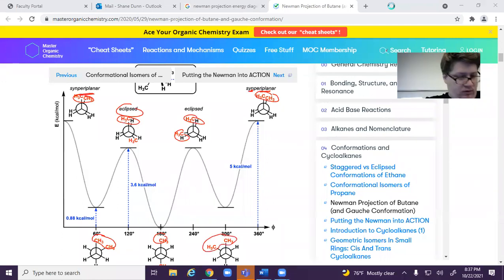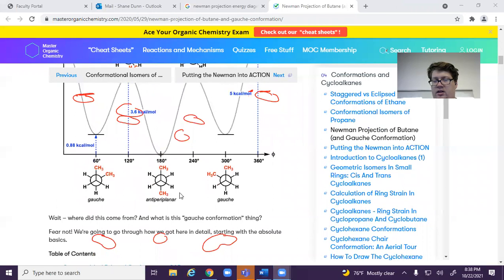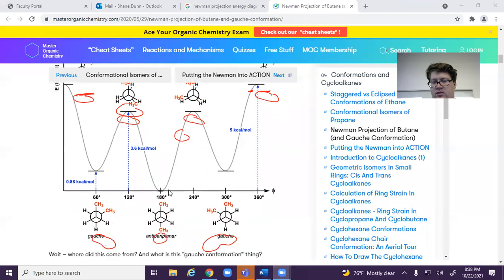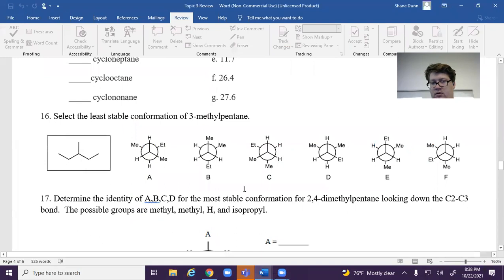So the highest is a total eclipse, and then eclipse, and then would it be gauche? Yes, gauche. And then anti. So I scroll down a little bit. Anti is lowest energy. Number 12 is the one we're looking at. I was looking for the least stable, highest energy. And they're all gauche.